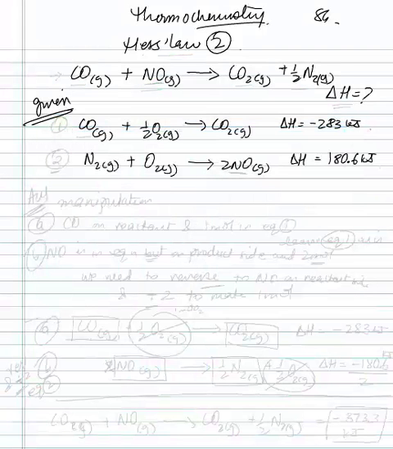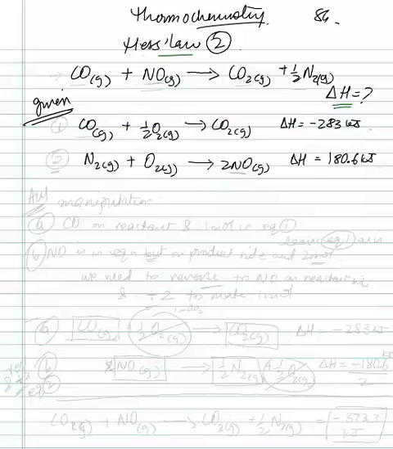Let's look at another problem for Hess's law. And again, remember, this is about manipulation of thermochemical equations. So you take 2 or 3 equations and then you get to your final equation. So here is the equation that's given to us: carbon monoxide gas and nitrogen monoxide gas gives us carbon dioxide and half of nitrogen. So we are asked to calculate delta H for this.